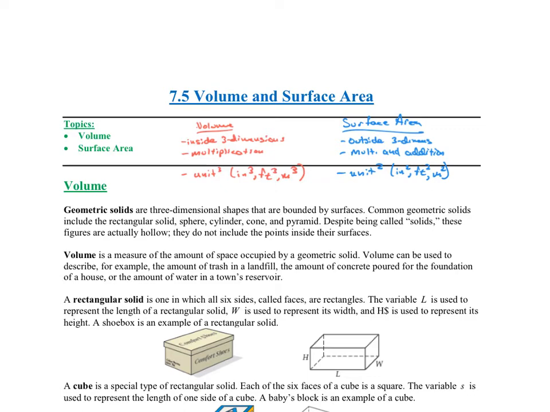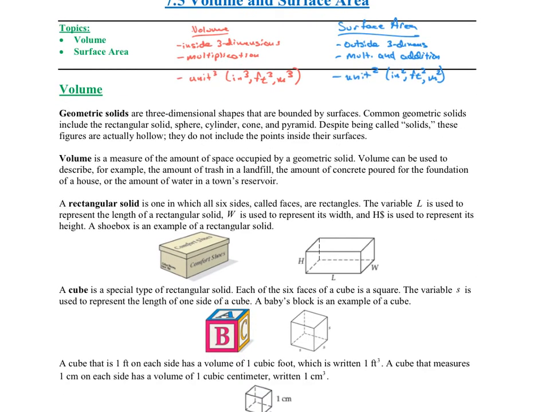So geometric solids, they're the same as our 2-dimensional figures, our plane figures, except now they have 3 dimensions, they're closed in. Volume is the measure of the amount of space. Okay, so that's what volume is. Let's go ahead and highlight that. Volume is the measure of the amount of space. Okay. They talk about a rectangular solid. A rectangular solid, instead of just length and width, it now has length, width, and height.